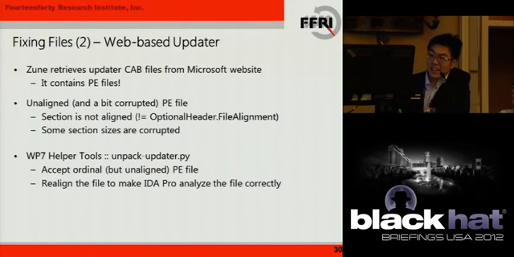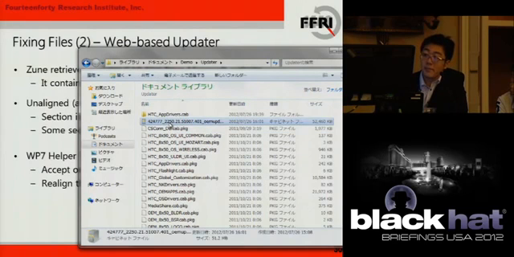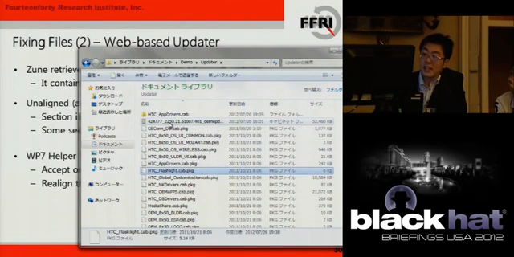So I already unpacked the actual update CAB file, and there are many package files with the extension PKG, but they're actually CAB archives, so you can extract them easily. So let's look at the folder here. Well, it contains PE files, actually.